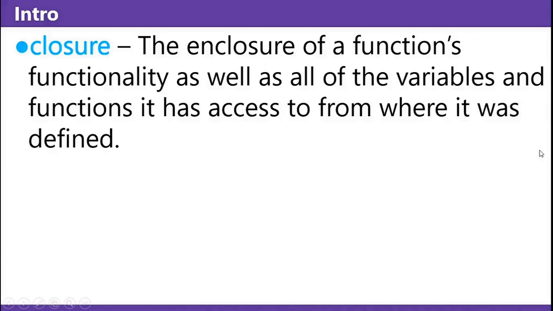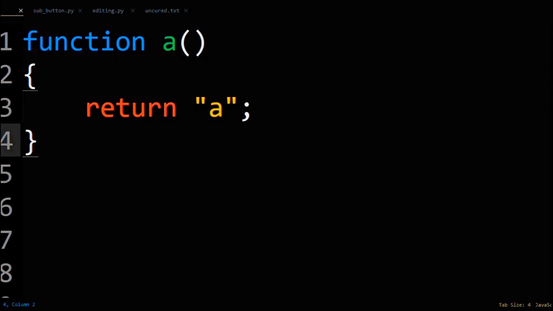A closure in JavaScript is the enclosure of a function's functionality as well as all of the variables and functions it has access to from where it was defined. This here is the simplest possible example of a closure. The closure contains the functionality to return the string A and the definition of the function itself. This, however, is uninteresting and not very useful.